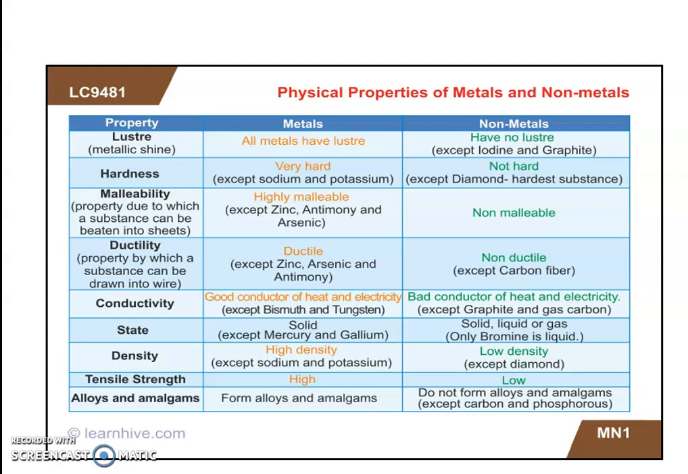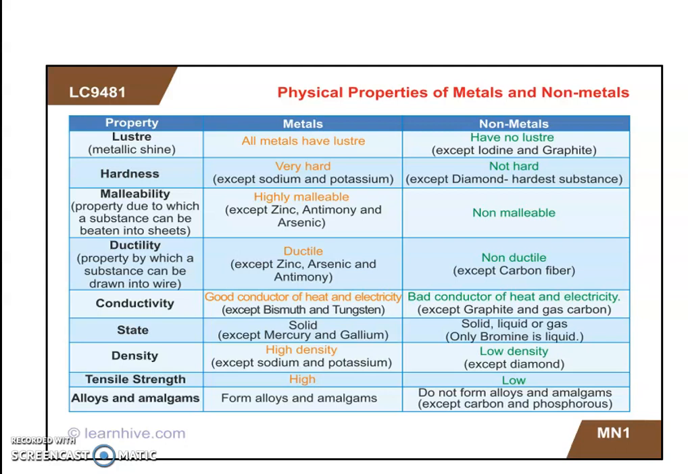Malleability. A property due to which a substance can be beaten into sheets. Metals are highly malleable. Non-metals do not show malleability. Ductile. Metals are ductile, able to be converted into wire. Non-metals are not able to be converted into wire. Conductivity. Metals are good conductors of heat and electricity. Non-metals are bad conductors of heat and electricity.